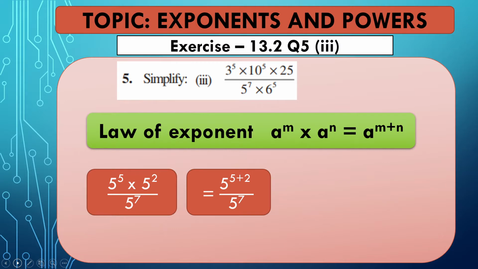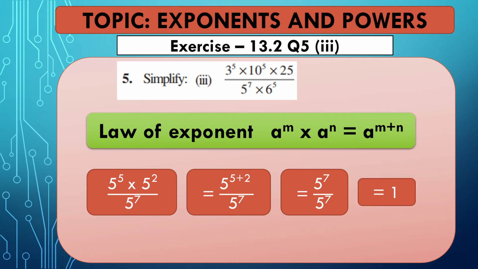Now numerator will be 5 to the power of 5 plus 2. We will add the powers based on this law by 5 to the power of 7. This is equal to 5 to the power of 7 by 5 to the power of 7, which becomes finally 1.